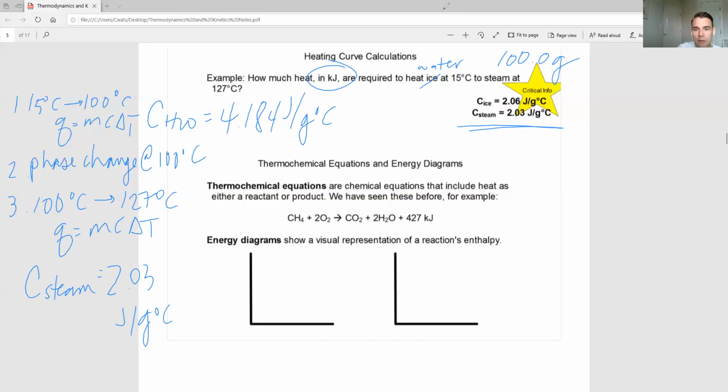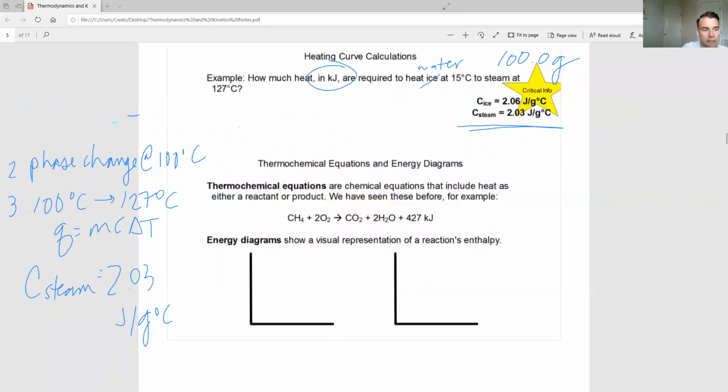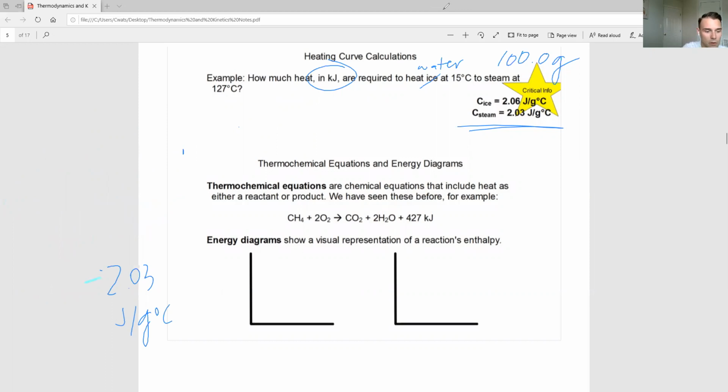I'm going to erase this so I have more room to write. And again, feel free to pause this at any point. If you need to write stuff down, rewind so that you can get everything that you need. So we'll start with the first one, Q equals mc delta T.